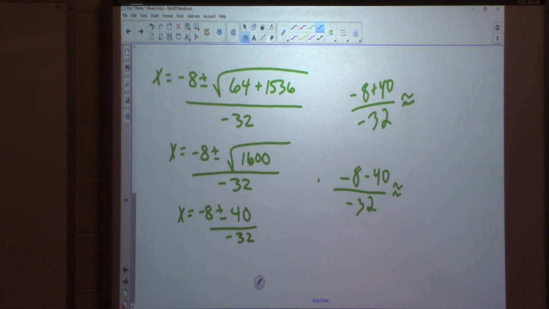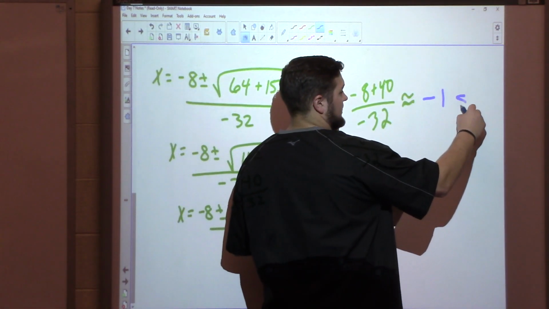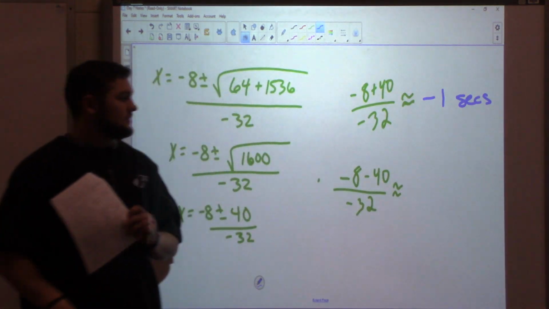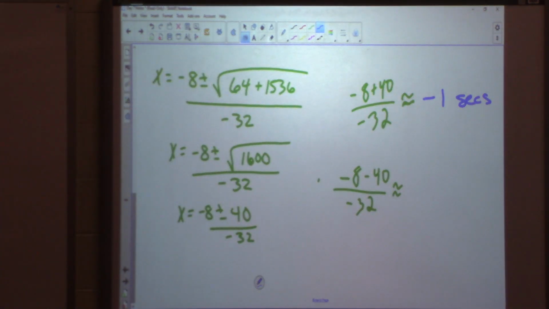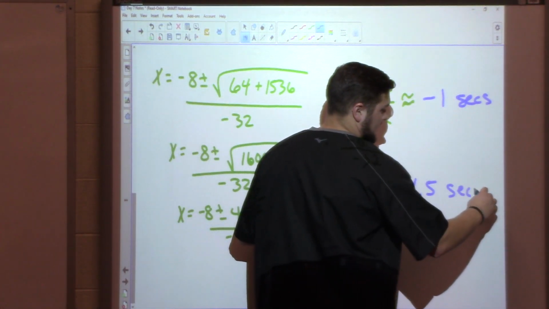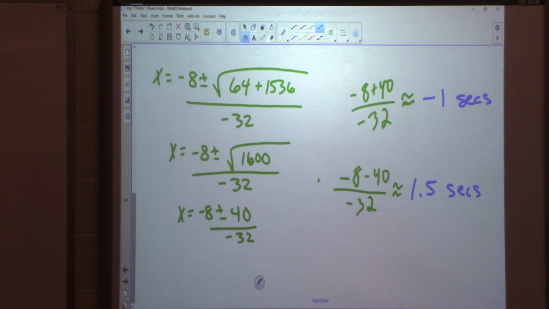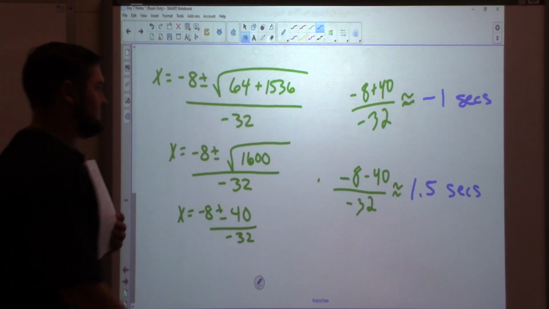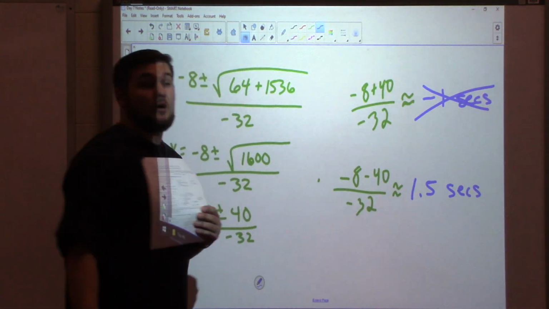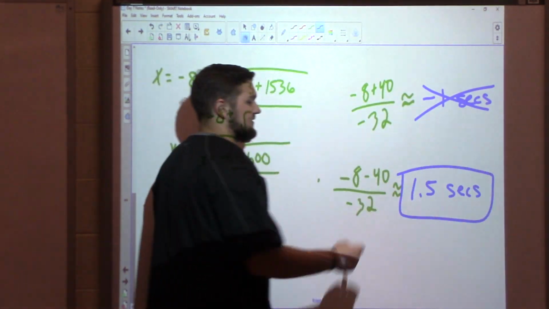Can't be a negative. So, did we get an answer for the top one, negative 8 plus 40 over negative 32? You get negative 1, so that's negative 1 seconds. Okay, negative 8 minus 40 over negative 32. Andrew, what'd you get? 1.5 seconds. Let's think about it. If I jump off a diving board, can I go negative 1 seconds before I hit the water? No. Can I go 1.5 seconds before I hit the water? Perfectly fine. So that is our answer, taking 1.5 seconds to hit the water.